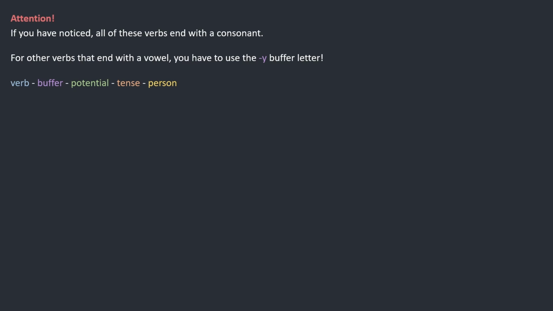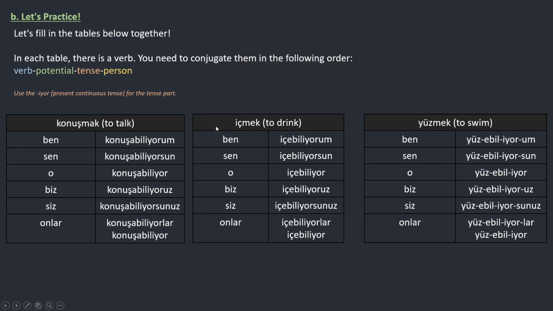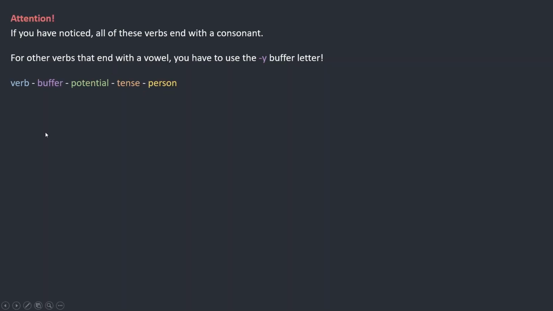Alright, great, no problem. So let's go back to our attention. You need to pay attention to the last letter of your verb. I'm going back again. These verbs end with consonant like konuş, içmek, yüzmek. These end with consonants, but not all verbs end with consonants. Sometimes they may end with a vowel. And what are you going to do in this case? You are going to insert this buffer. And it's the Y.